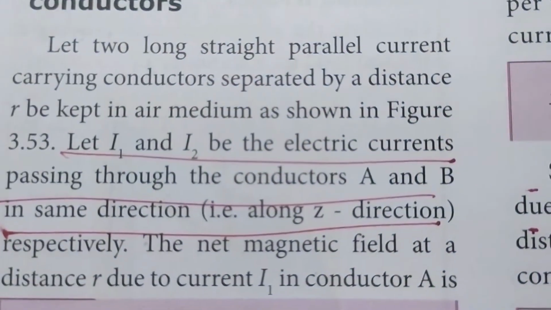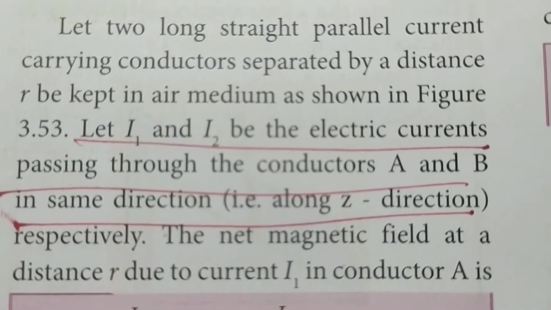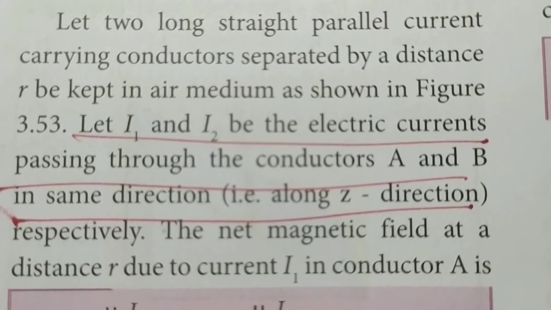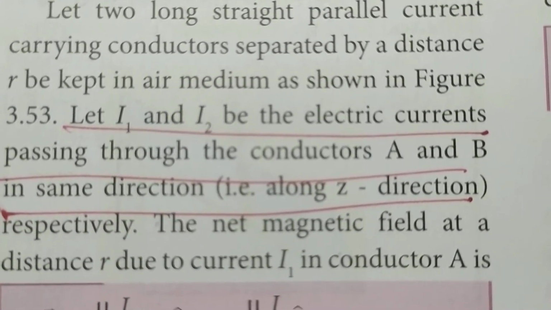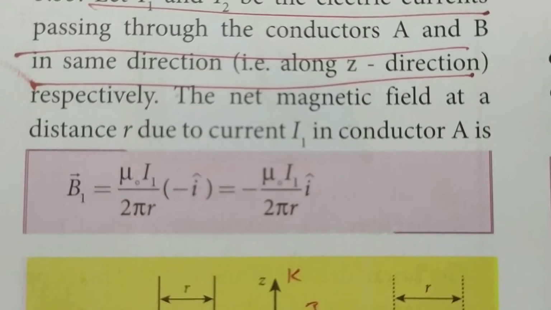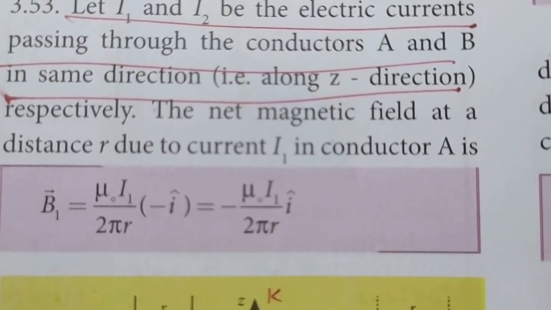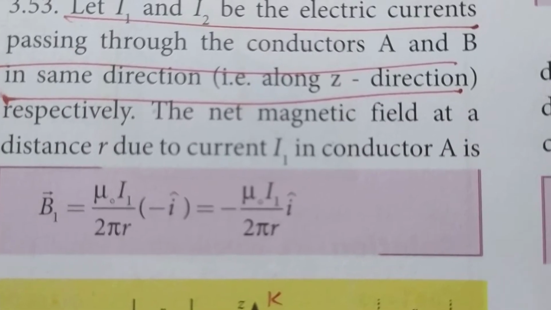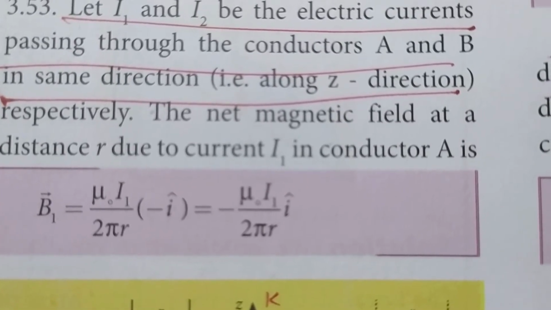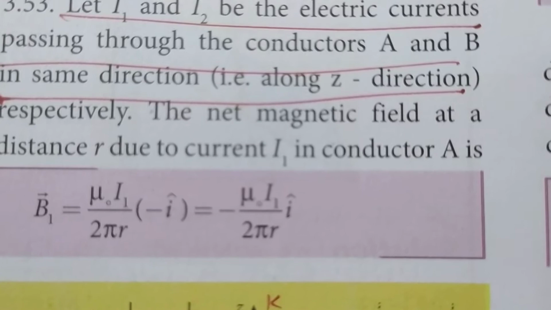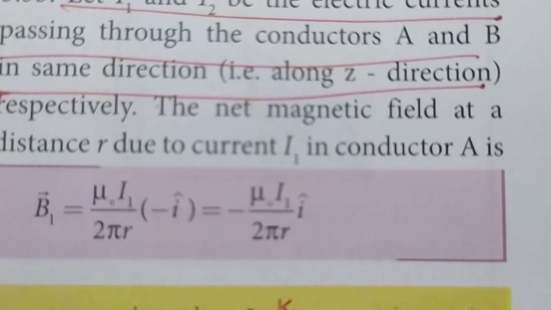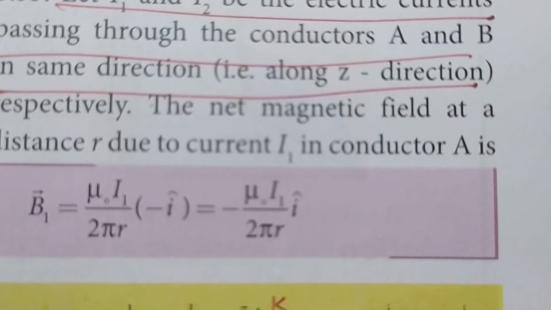Here, let I1 and I2 be the electric currents passing through the conductors A and B in the same direction, that is, they are passing along the Z direction. Already you know this equation: B1 vector is the magnetic field at a distance r due to the current I1 in the conductor A. So B1 vector is equal to mu naught I1 by 2 pi r into minus i cap.